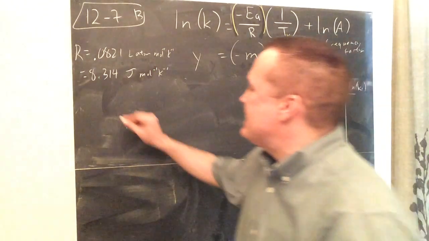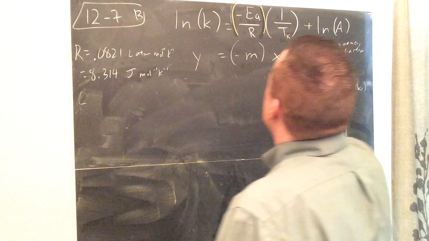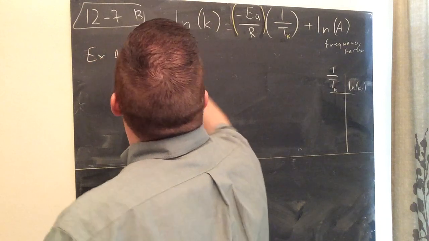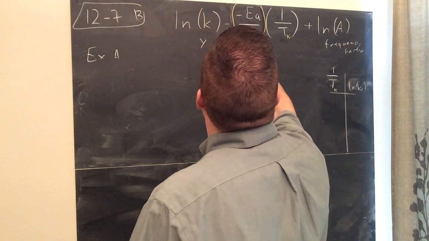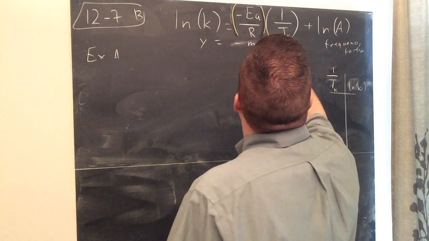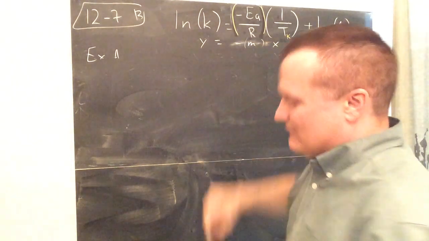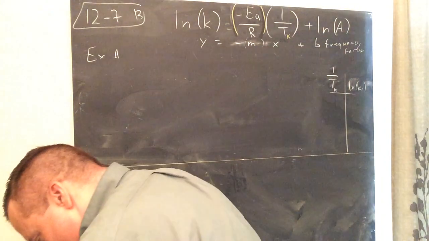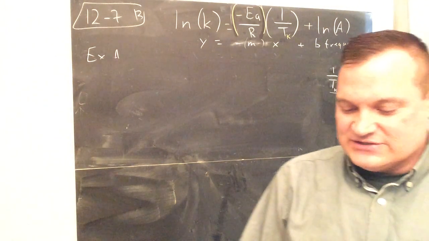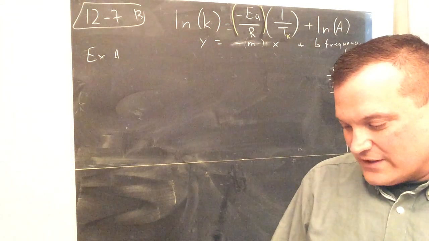Okay, so I'm going to do example A, and just to give me more space, I'll take this out. I like to remember y equals negative mx plus b, because it helps me if I see a graph. The following reaction was carried out at different temperatures. The following K values were obtained. So you have 2 N2O5 giving you 4 NO2 plus O2.